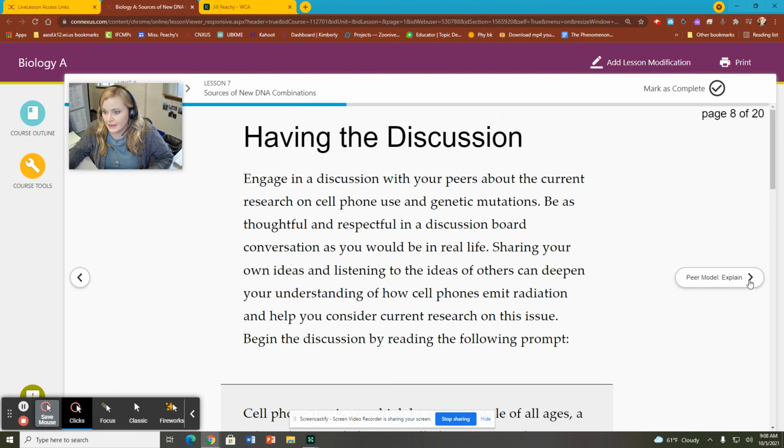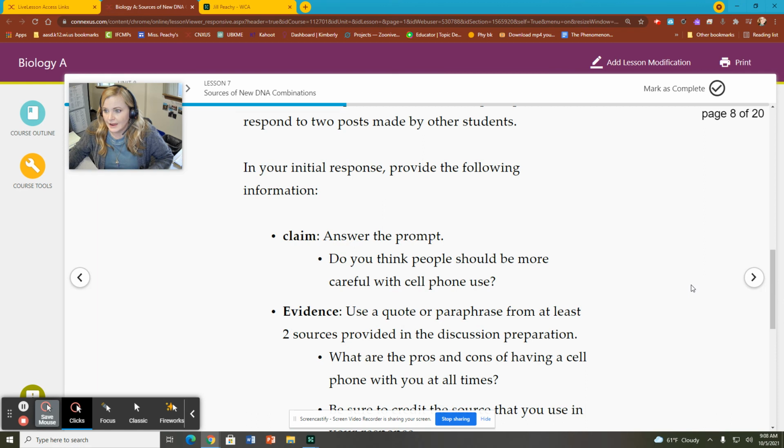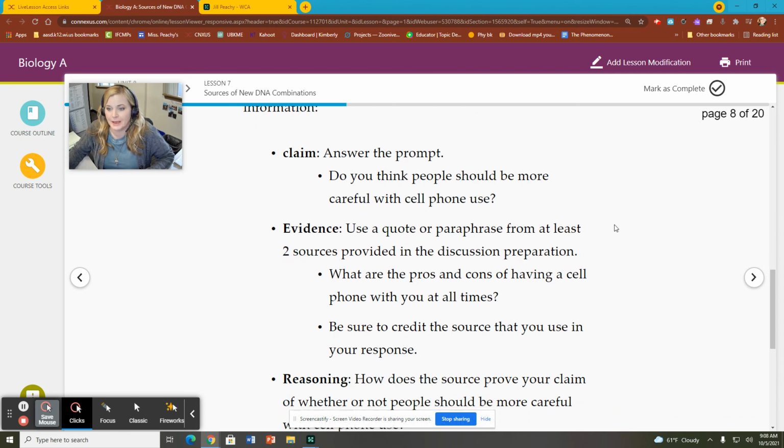All right, so then it goes on to give you more information about cell phone use and gives you the format that you need to use for your discussion. If you are returning to WCA, the expectation is that we're getting better at using our claim, evidence, reasoning, which is what science is all about. And I kind of like this. I'm actually really excited that they're doing this in the discussions. They're giving you this format.